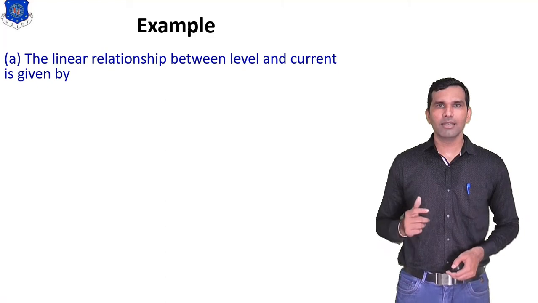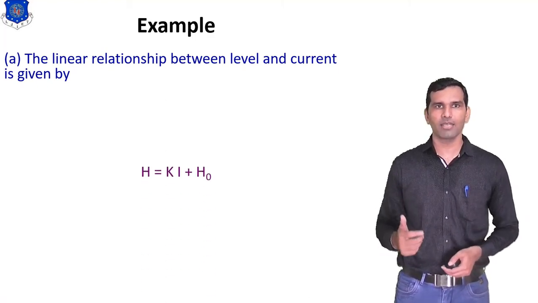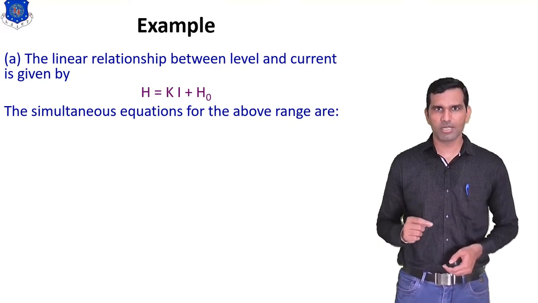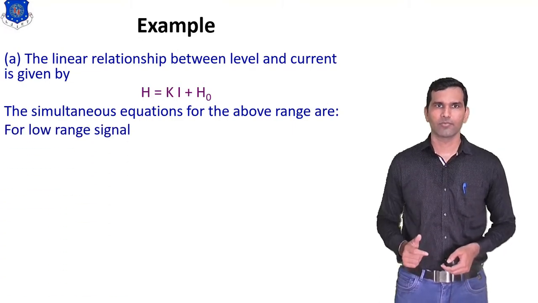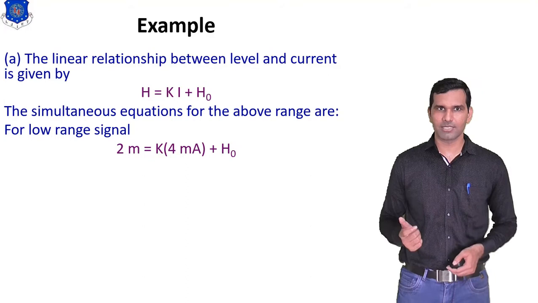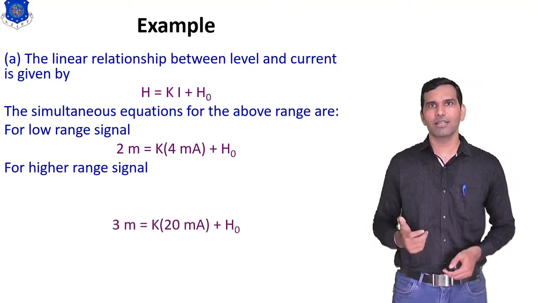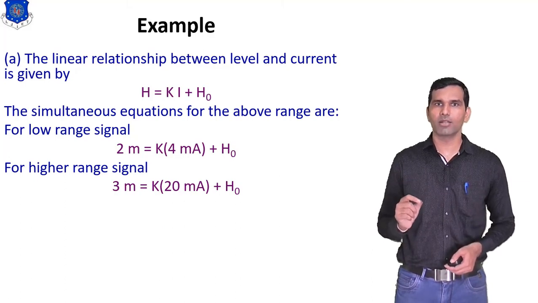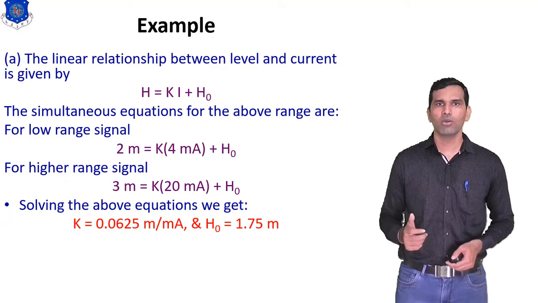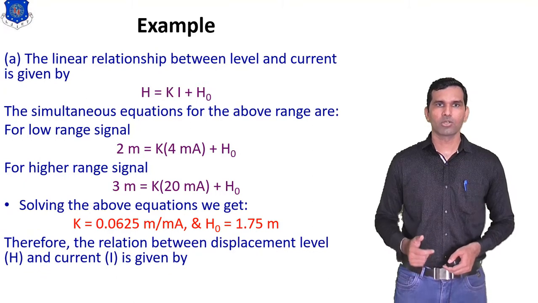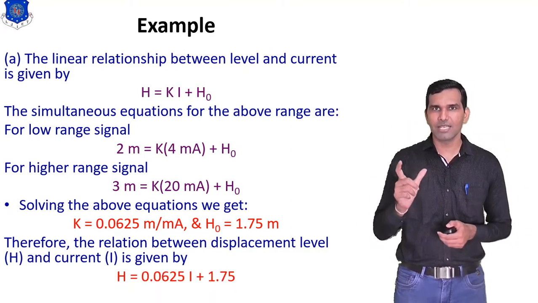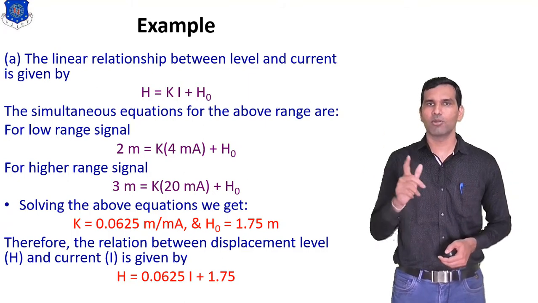Now we start. The linear relation between the level and control current is given by H is equal to K into I plus H0. So the simultaneous equations for the above range are: for the low range signal, 2 meter is equal to K into 4 milliampere plus H0, and similarly we can write for the high range signal, 3 meter is equal to K into 20 milliampere plus H0. Now we solve these equations. So we get K is equal to 0.0625 and H0 is equal to 1.75. Therefore, the relation between displacement level H and current I is given by H is equal to 0.0625 I plus 1.75.